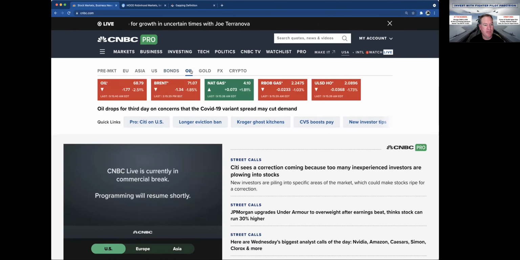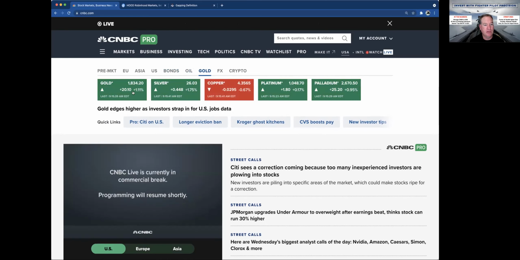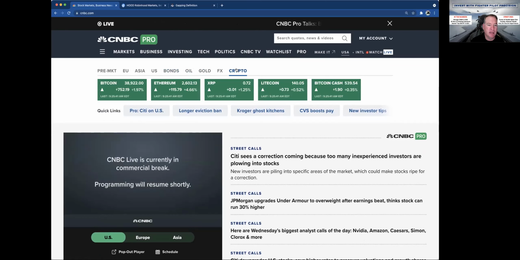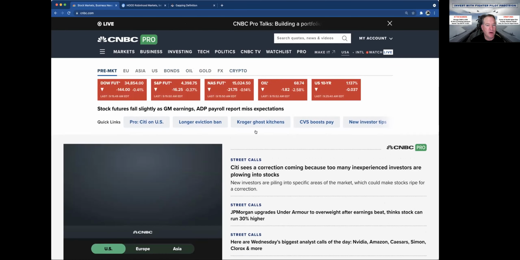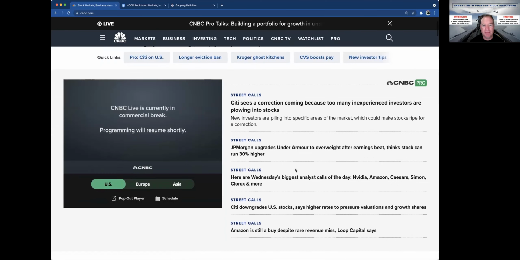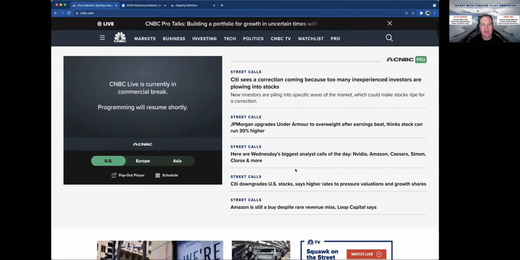All right, as far as oil, kind of steadily settling back into a range, selling off a little bit there. Gold and silver are up over 1% across the board, and crypto is bouncing a little bit today across the board. All right, as far as the headlines for today, Citi sees a correction coming.